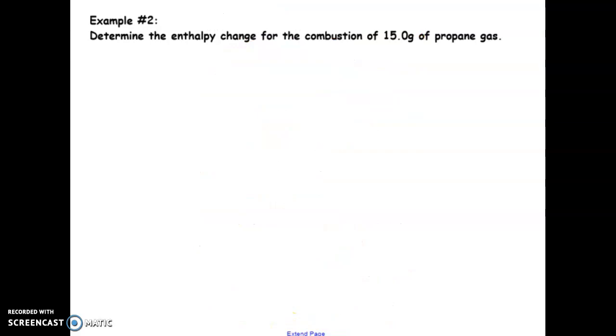Okay, give this one a try. So the combustion of propane gas, you can find this molar enthalpy value in the back of your book or in your reference sheets. Pause the video and give this one a try, and then we'll see what we get.